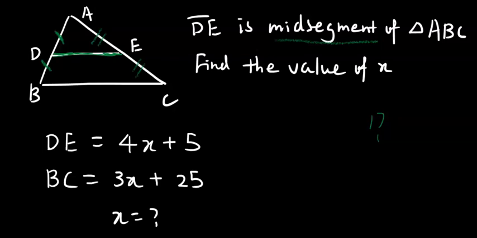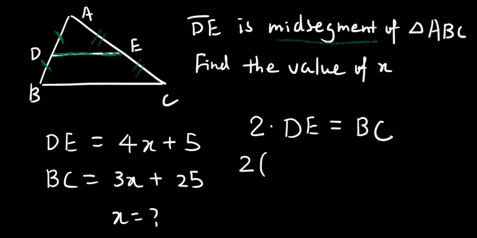All right, pause this video, give it a try. Okay, now you can set it up in two different ways. There's a relationship. The relationship is 2 times the length of DE is the length of BC. And then I'm going to substitute. I'm going to say 2 times 4x plus 5 equals BC. BC is 3x plus 25.